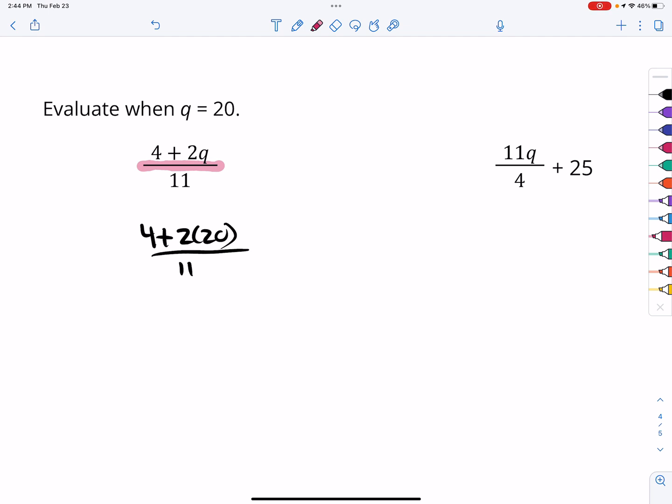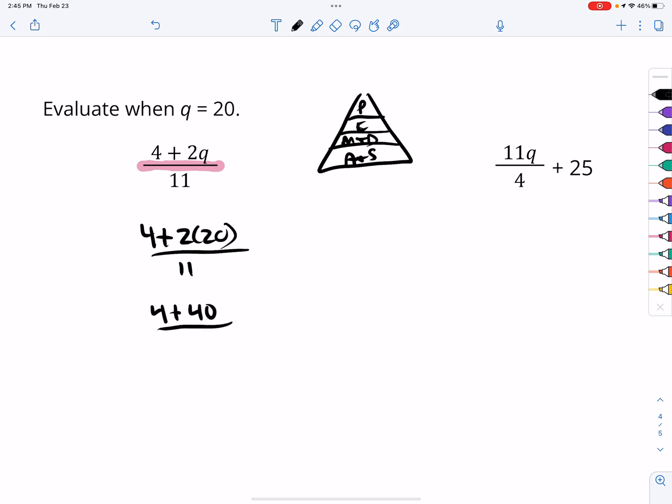As I write this, I am going to keep track of my work vertically again, and I am going to follow that order of operations pyramid, where we have parentheses, exponents, multiplication and division, addition and subtraction. So first we're going to do the multiplication. 2 times 20 is 40. And then I'm going to rewrite all of that. Next, because I want to divide the sum of those by 11, I need to do 40 plus 4, which is 44, divided by 11. And 44 divided by 11 is 4.